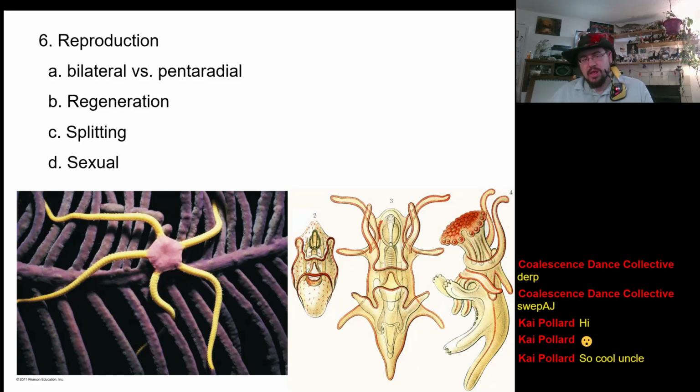Reproduction. Okay, now, Clade Bilateria means animals with bilateral symmetry. Sea stars do not have bilateral symmetry. They have what we call pentaradial symmetry, which means we tend to have 5 or multiples of 5 arms coming off of a central disc radiating outwards. So why would we put these in Clade Bilateria if we see radial symmetry? And the answer is their larvae.